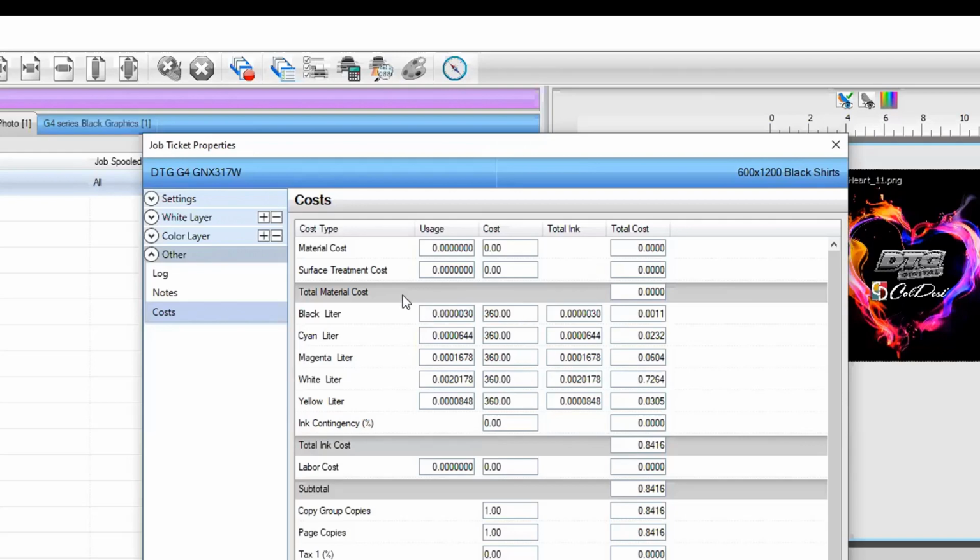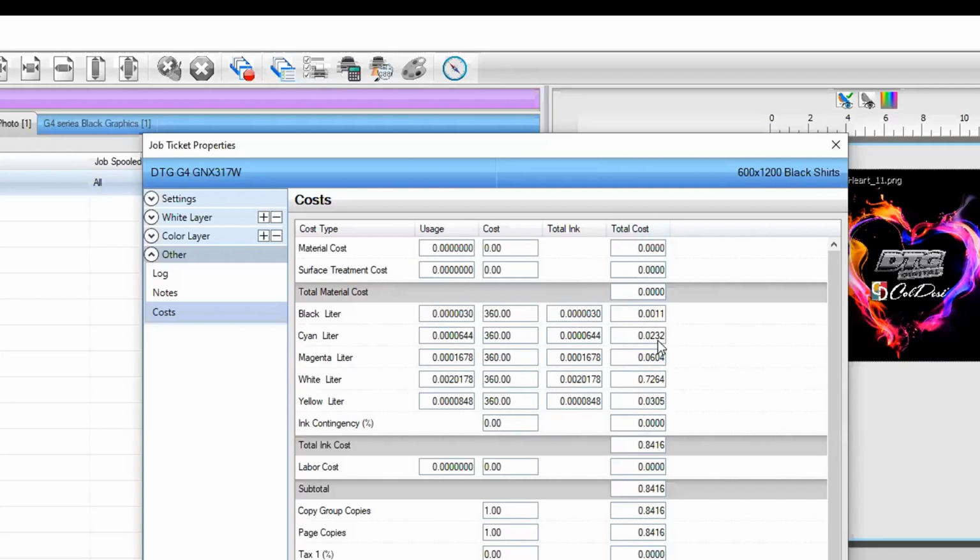And the first thing I want to point out is to make this specific design, you can see the difference in the amount of each color. I'm not going to count the number of zeros, but you can see this one is 30, this one is 644, 844. The white is going to be by far the most usage because it lays down white over the whole design. And it tells you the total amount of ink and the total cost for that particular ink set.